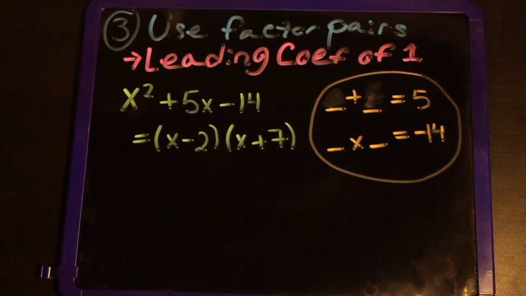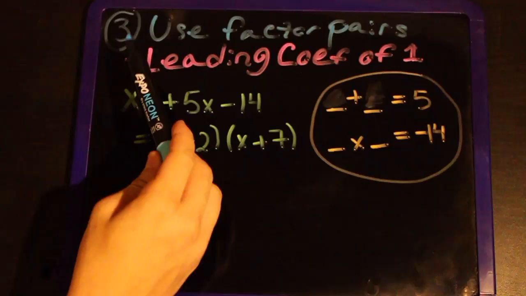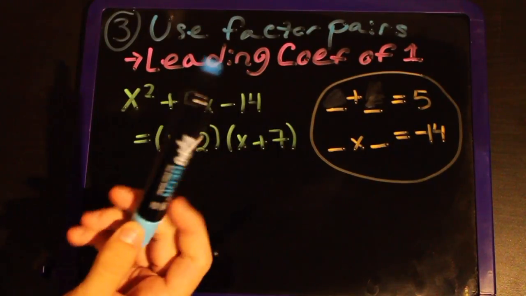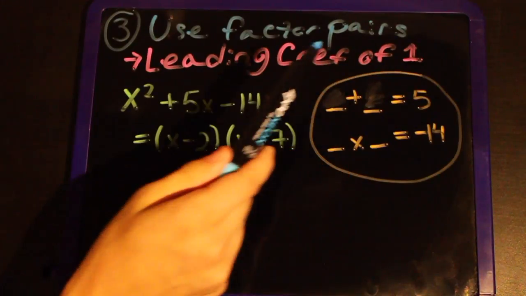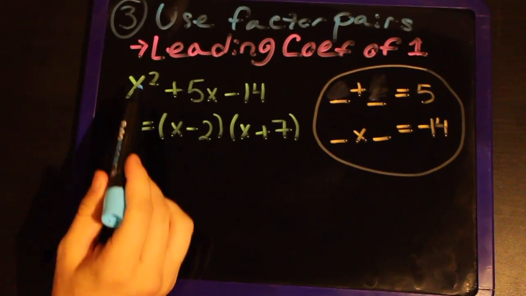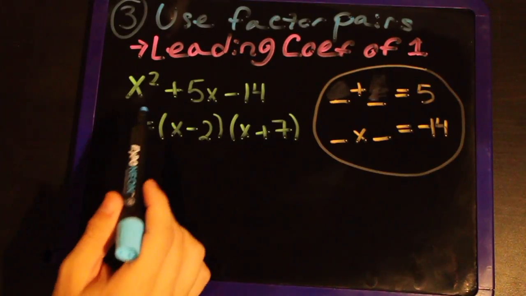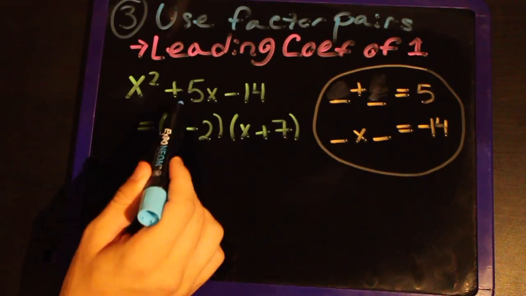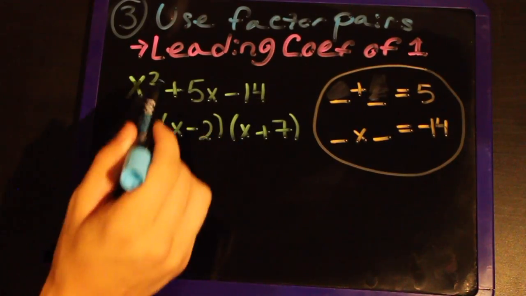So for our third objective, we're going to be using factor pairs. And in this case, our polynomial is going to have a leading coefficient of 1. So we can see that our first term is x squared, so we're just going to go ahead and break that up by having parentheses with an x inside and parentheses with an x inside, because when those get multiplied, that will give us an x squared.